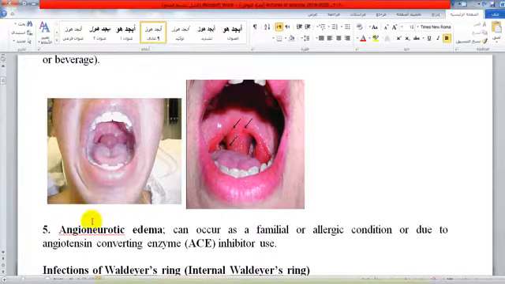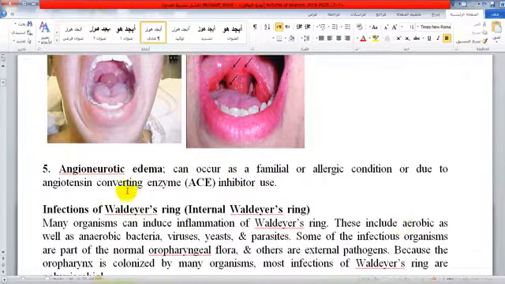And fifth is angioneurotic edema. It can occur as a familial or allergic condition or due to angiotensin converting enzyme inhibitor use.